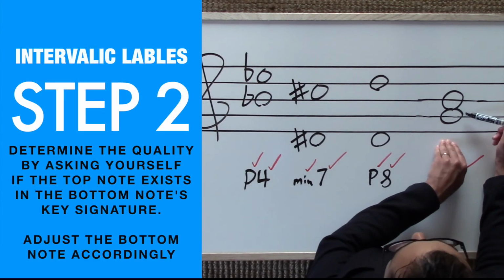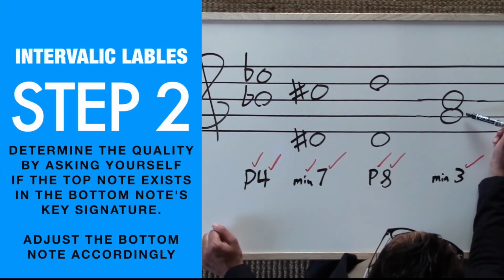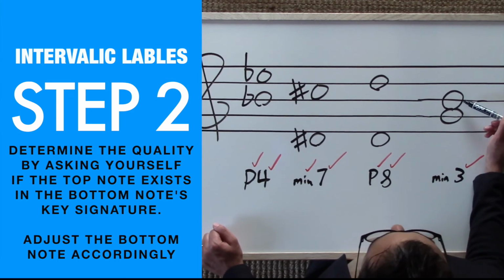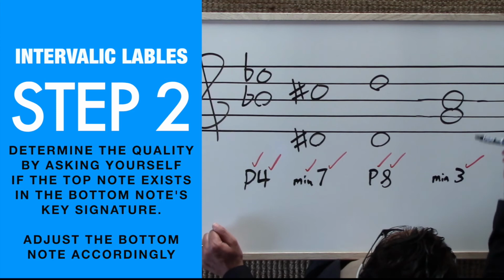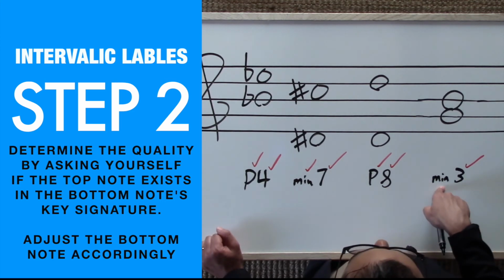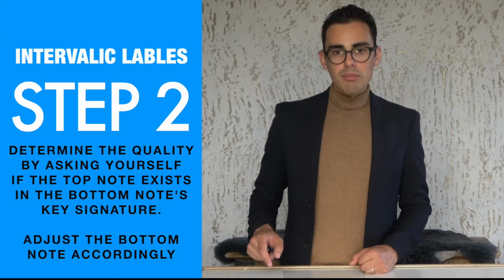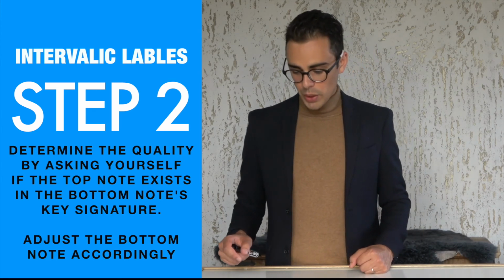If the lowest note is G, we're in the key signature of G major. The third note of a G major scale is B, so right now we are looking at a major third, which is nice, but it's not correct based on the label we were given, which is a minor third. And a minor third is smaller than a major third by 1 semitone.